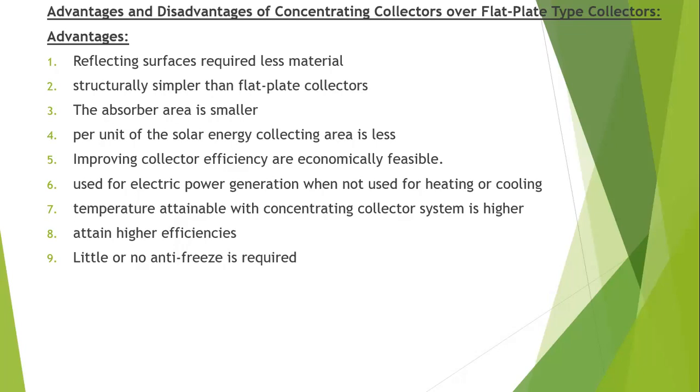Third one is the observer area of the concentrator system is smaller in concentrating collectors, but the observing surface will be large in the flat plate collectors, though it is collecting the same solar radiation. So therefore, because of the large observer surface, the insolation intensity will be lower for the flat plate, whereas these insolation intensities will be higher for the concentrating collectors.